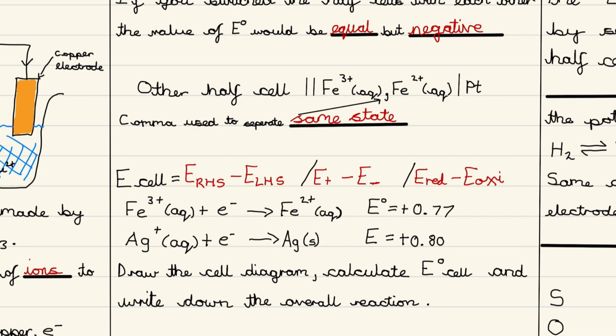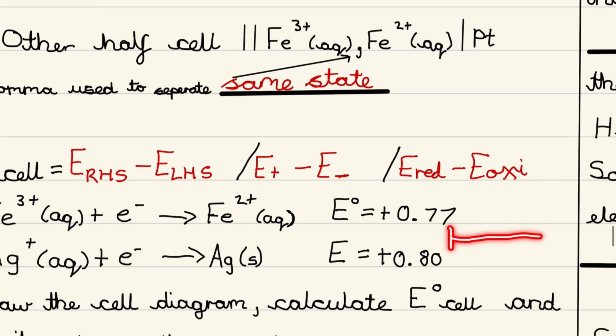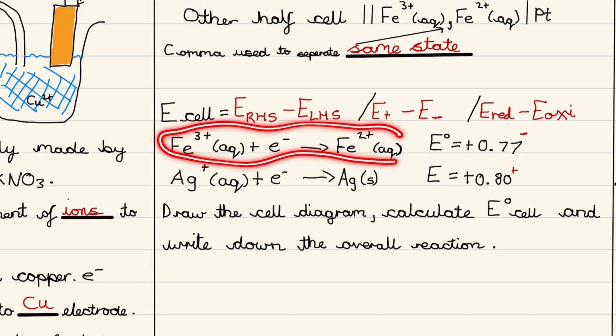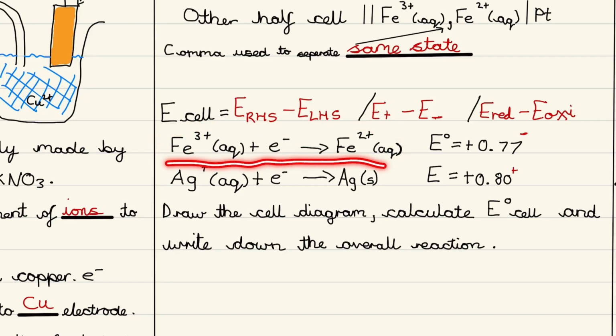So in this example that I have here, I've got 0.80 and 0.77. Now on a number line, 0.80 is more to the right than 0.77, so it's more positive. So this is the positive one, and this is our negative one. So if I was to draw the cell diagram for that, well, this would be on the left hand side and this would be on the right hand side.